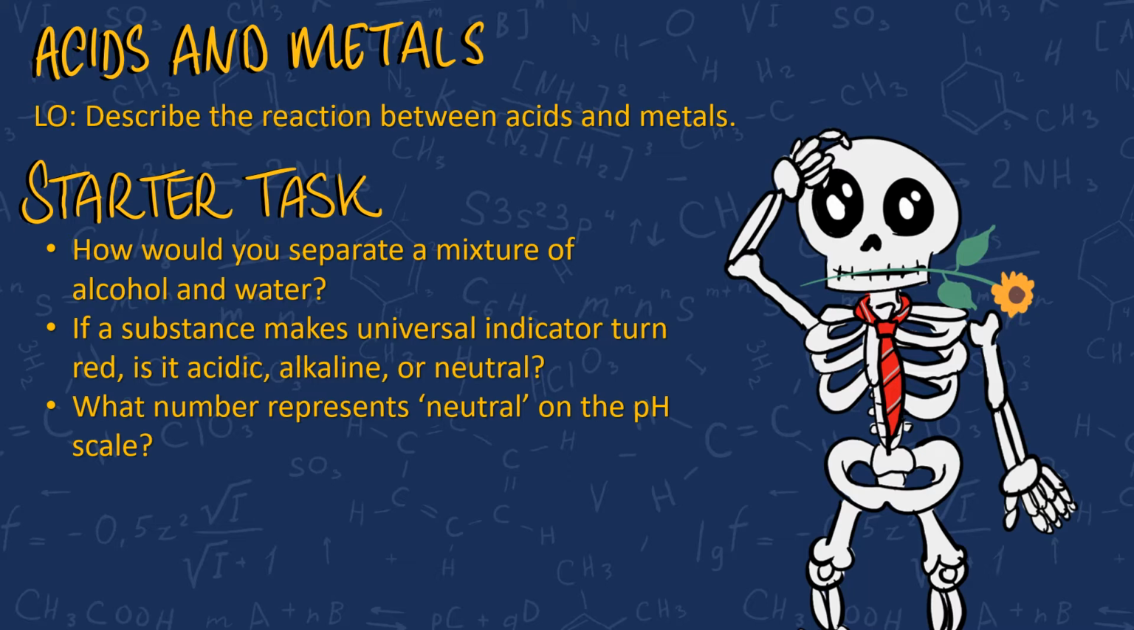Number 2, if a substance makes a universal indicator turn red, is it acidic, alkaline, or neutral? Okay, so that would be acidic. If it is reddy, orangey, yellowy, it's acidic. If it's green, it's neutral, and if it's purpley blue, it's alkaline. Number 3, what number represents neutral on the pH scale? It is 7.